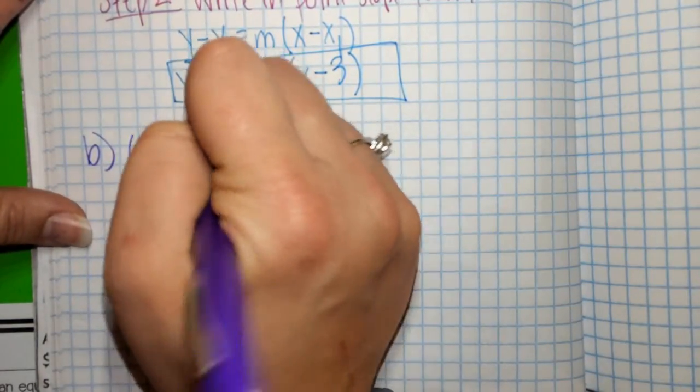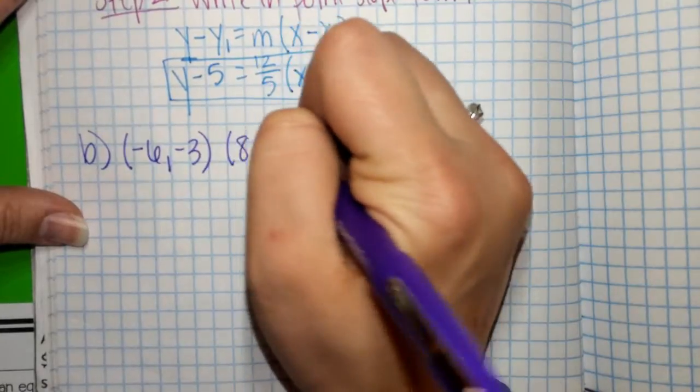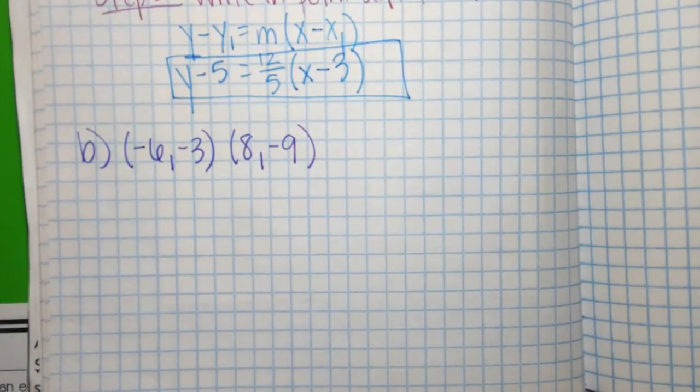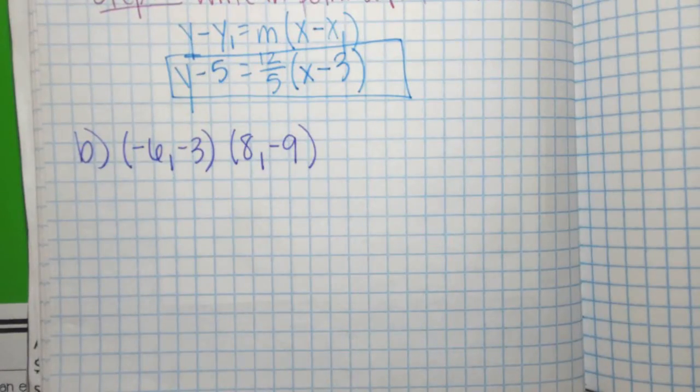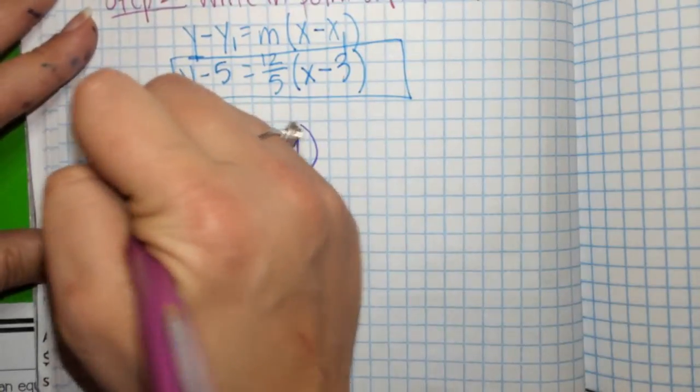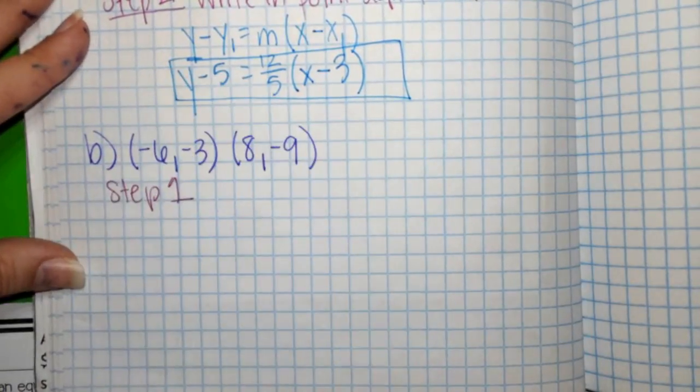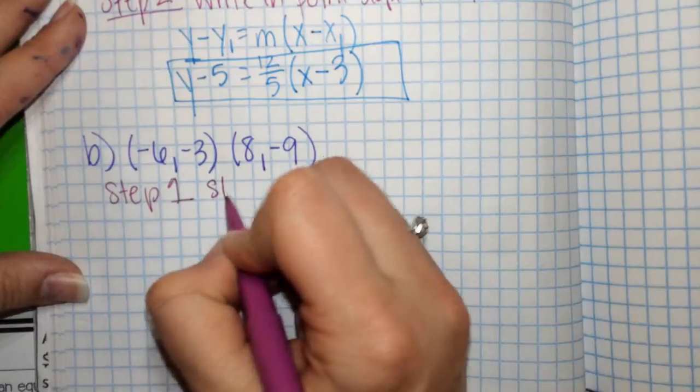-6, -3, and 8, -9. Can I just do this whole thing out on the board? No. But I do appreciate your enthusiasm. You may work it out on your paper, but we're going to walk through step by step to make sure everybody understands. Alright, Ariel, can you tell me what step 1 is? You got to find the slope.